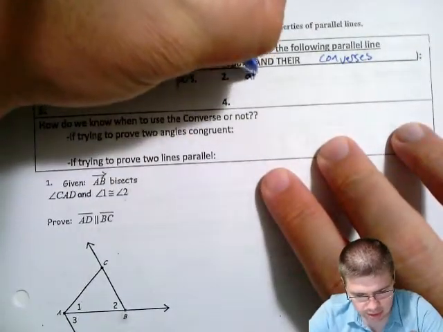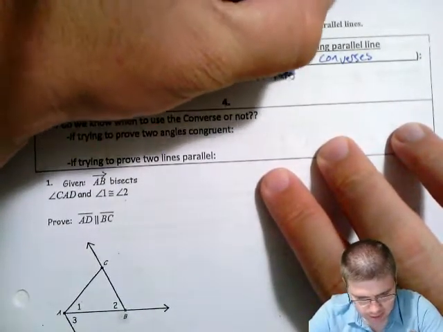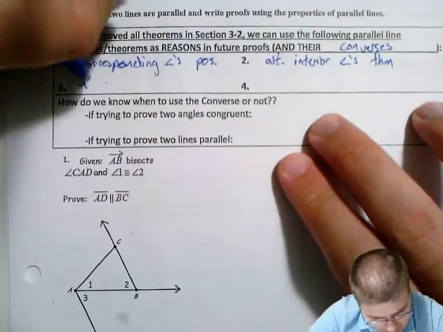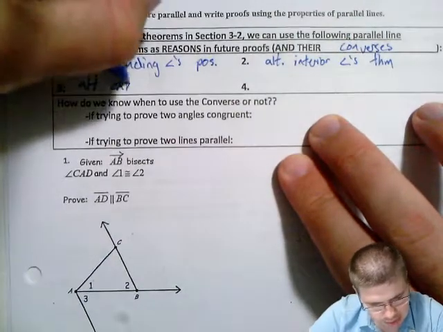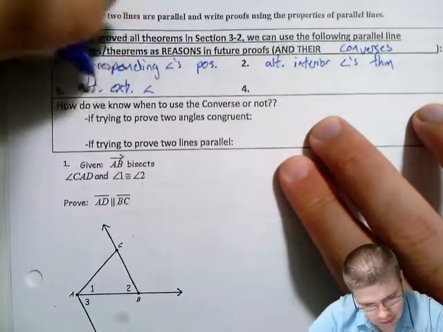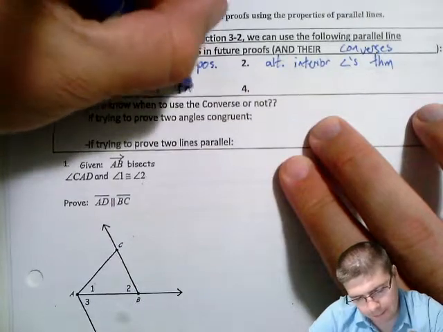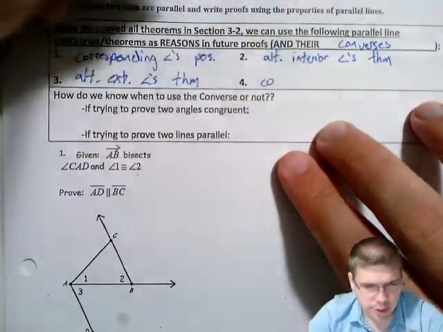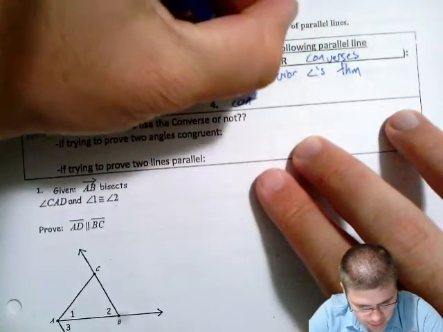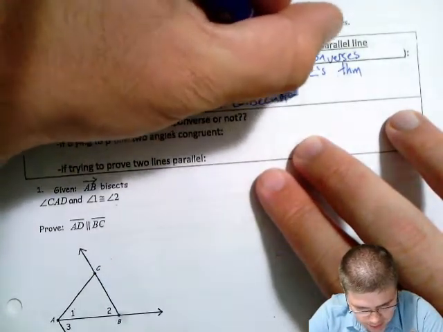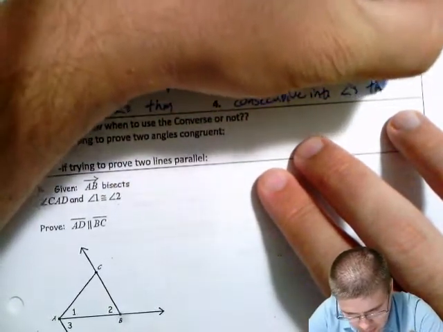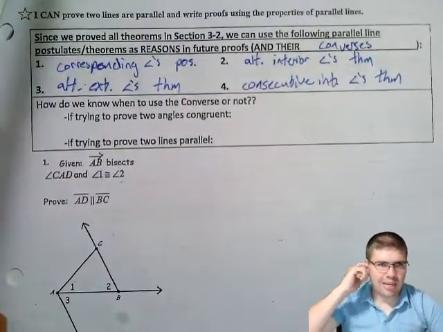We have our alternate interior angles theorem, and the converse. We've got our alternate exterior angles theorem and the converse, and then we've got our consecutive interior or same side interior angles theorem, and that's the one about adding up to be 180.